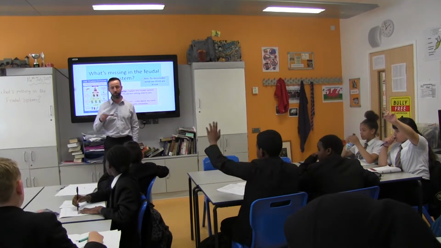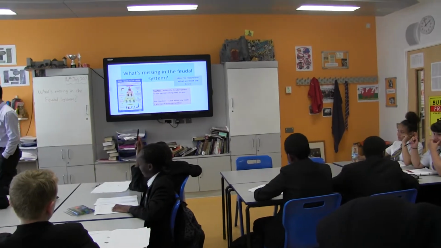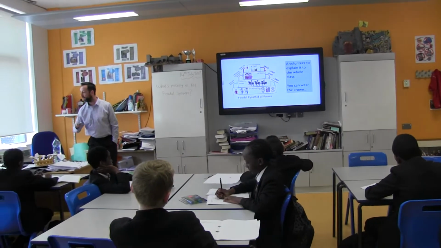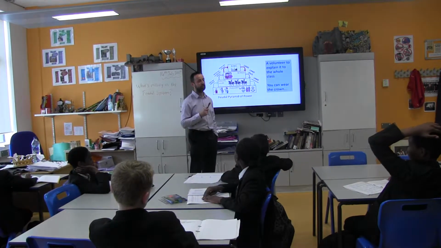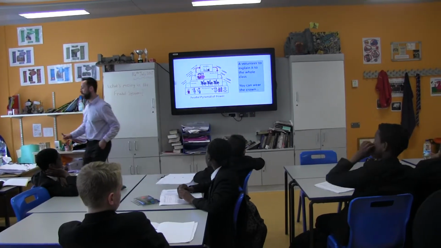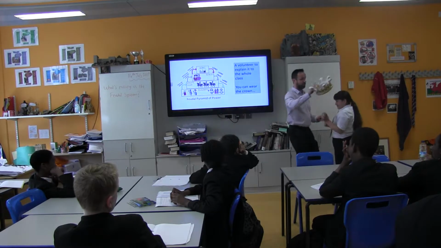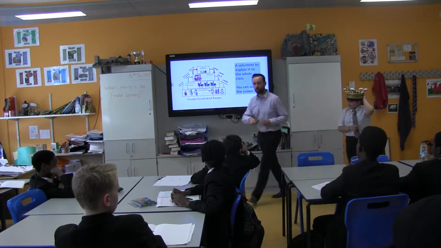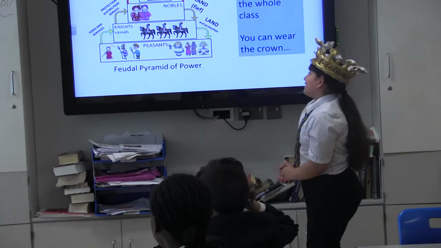I know you can do it. Good. So what I want is a volunteer to come out to the front. I've not heard you so much, so maybe you'll be a good one because I know you can. And you can even wear the crown. Perfect. Can you explain to the rest of the class, come in the middle, how the feudal system works? You can use the diagram if you like.